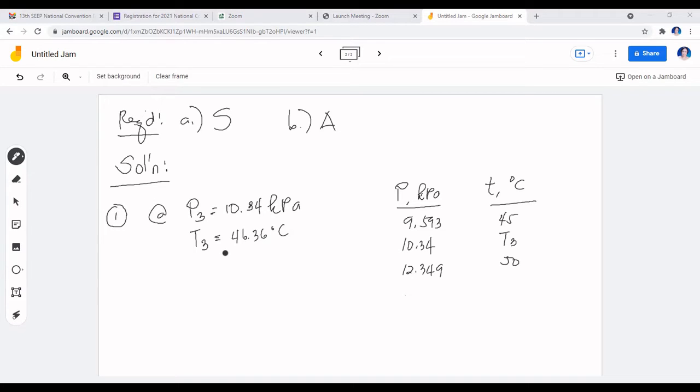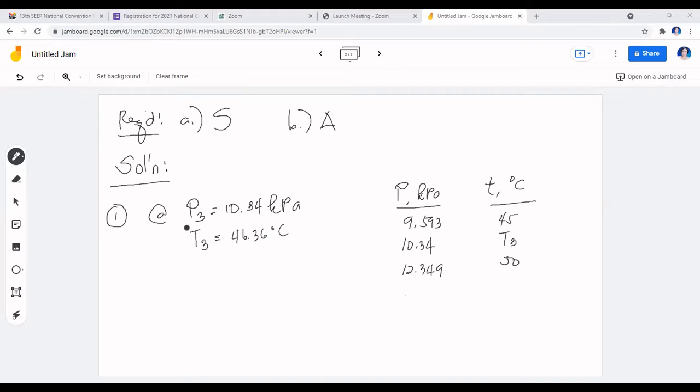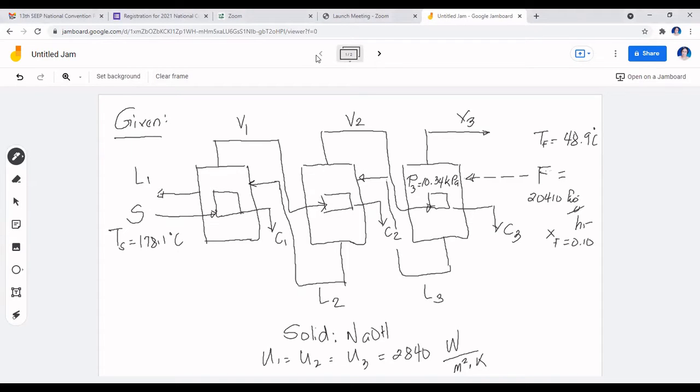But do you recall what particular information you will be using later on that is still dependent on this pressure? That way, you will not have to go back in here and open your property table again to get that value. What is that particular data that is based on the pressure of the third effect? Does everybody remember? Based on your given information, what data based on the pressure of the third effect will you be needing later on? It's still not step number 2, but it's probably step number 6 or 7. You will be needing it.